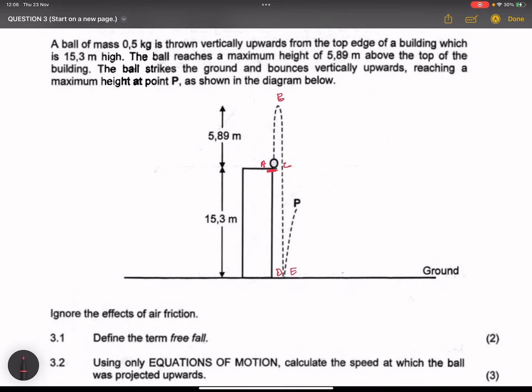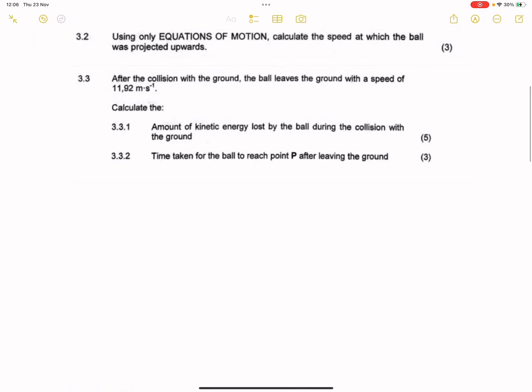So what actually do we have? We wanted to find out with which speed it was projected. If we take information from A to B, we know what happens at B. The velocity becomes 0, which is maximum height. We know acceleration, and we know the height in this case was 5.89. So I'm going to take information from A to B and say, well, we want to know initial velocity. Our final velocity is 0.